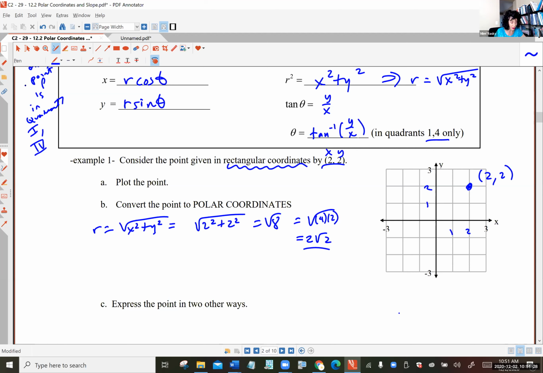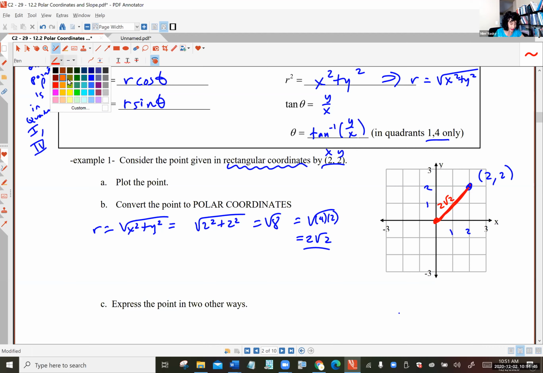Now, what does that give you? When you get your R, well, it tells you the distance from this point to the pole. The pole is the name of the origin in polar. So that would be 2 root 2. That's all. That's nice.